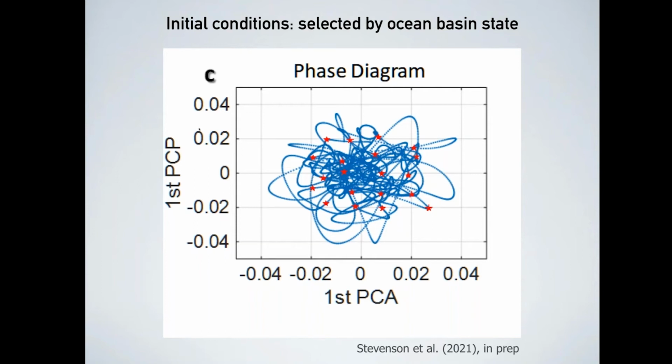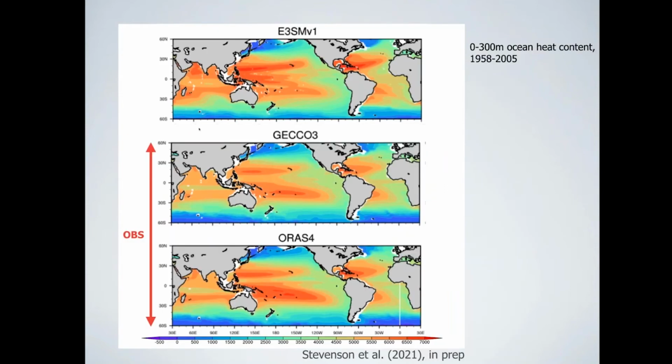Okay, so what does this actually look like? We've done some initial validation of the ensemble. Because we used ocean heat content as our method of initialization, we're trying to see how it compares to observations, in this case ocean reanalyses. We use GECCO3 and ORAS4 to compare with E3SM. It looks pretty good, I think. We still need to quantify this a little bit more, but it is comparable to the magnitude of ocean heat content in both reanalysis products.